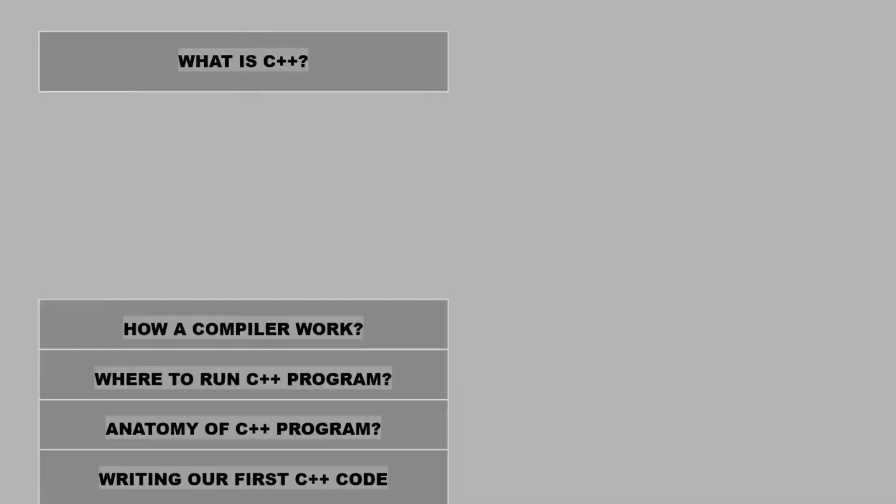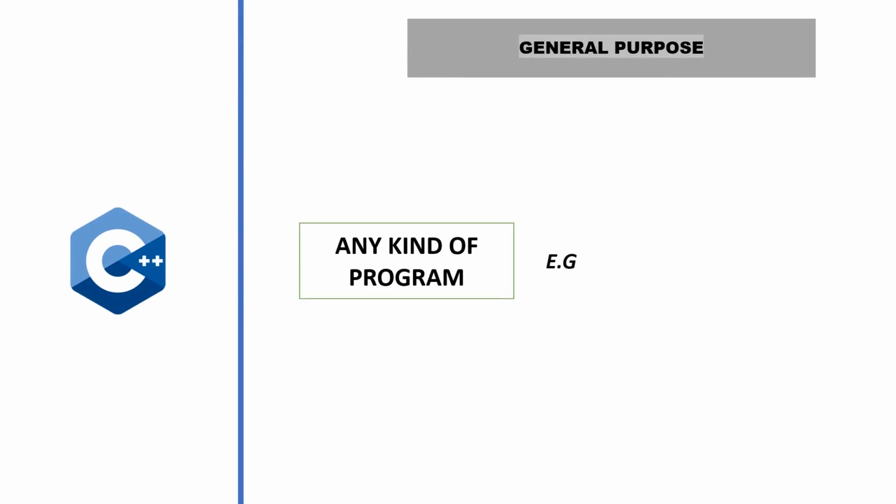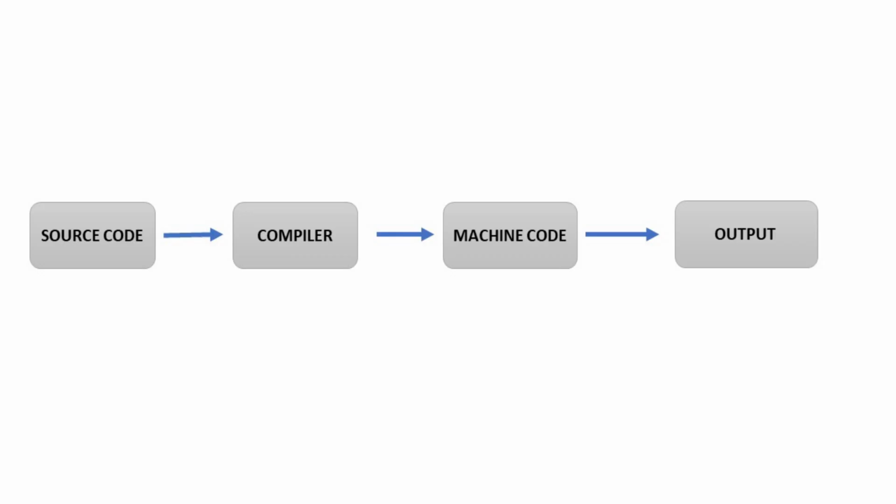What is C++? First, we say it's general purpose, meaning you can use C++ to create all types of programs: games, operating systems, browsers, compilers, embedded systems. All other general purpose software can be designed using C++. And we said C++ is a compiled language.